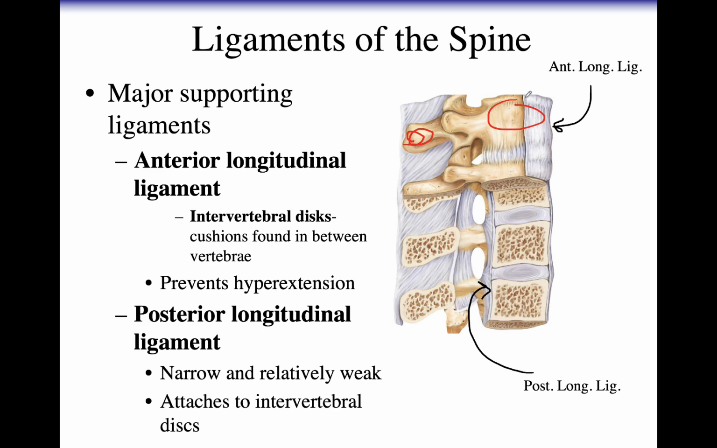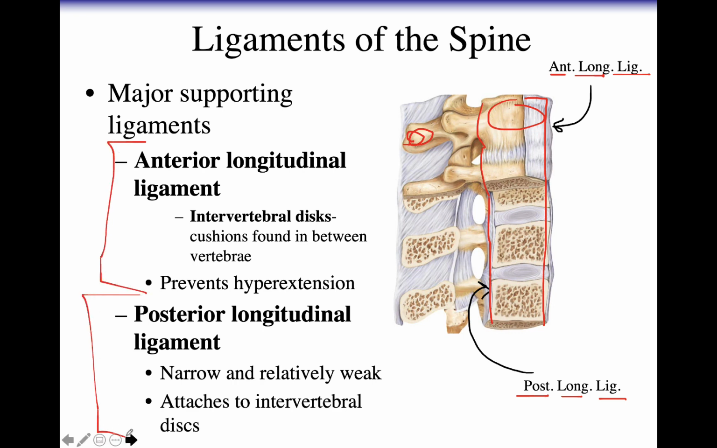And on the anterior part of the body, you have the ligament that runs all the way down called the anterior longitudinal ligament. Behind the body, running this way, is called the posterior longitudinal ligament. Make sure you know these names for the lab exam. For the lecture exam, I'd like you to know their functions.